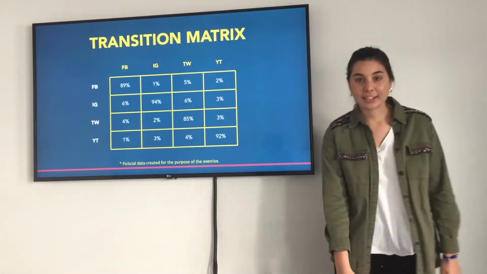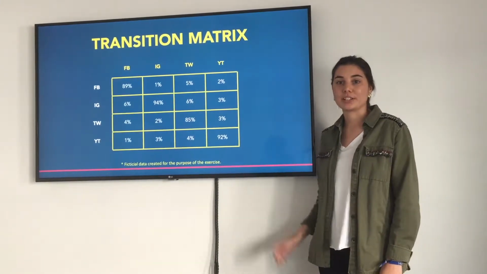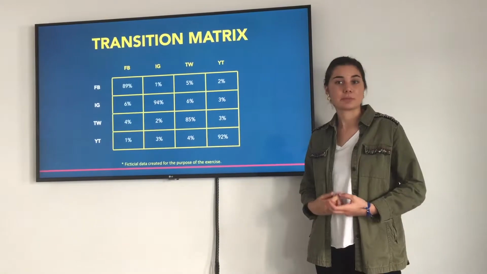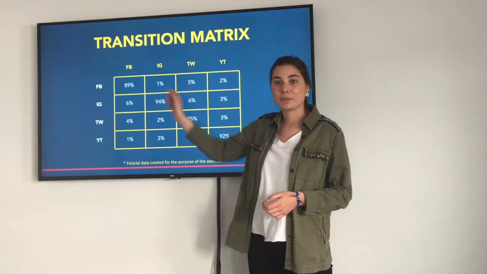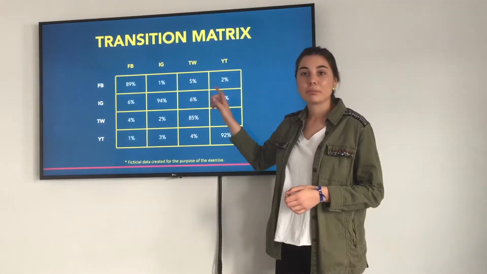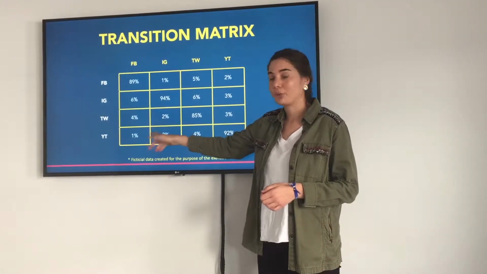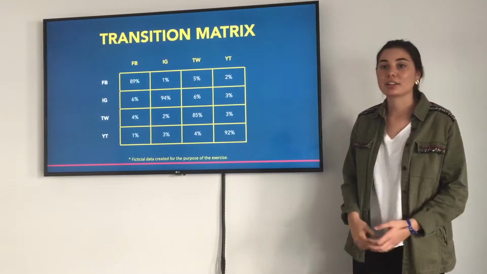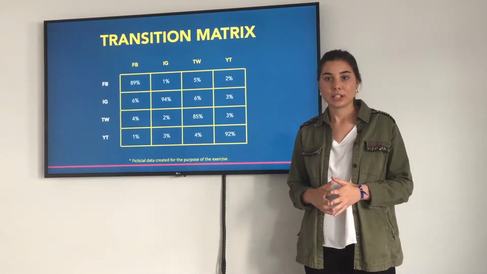We created this transition matrix with the changes expected for the following years. To quickly explain this matrix, we can see that in the first column, 89% of Facebook profiles will remain active, but 6% will go to Instagram, 4% to Twitter, and 1% for YouTube. Each column represents the changes or migration for each social network.